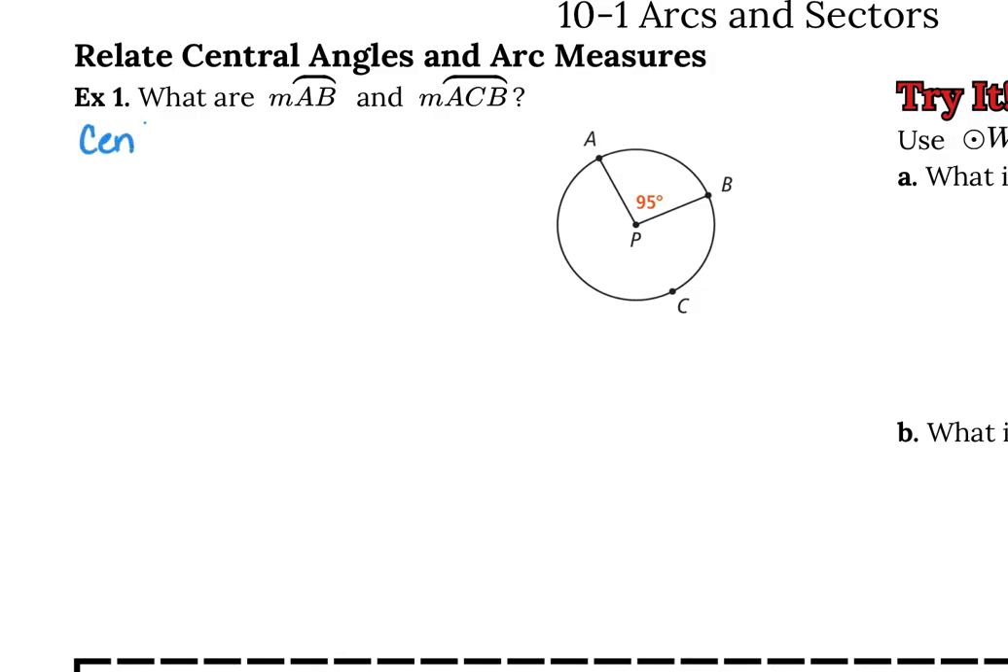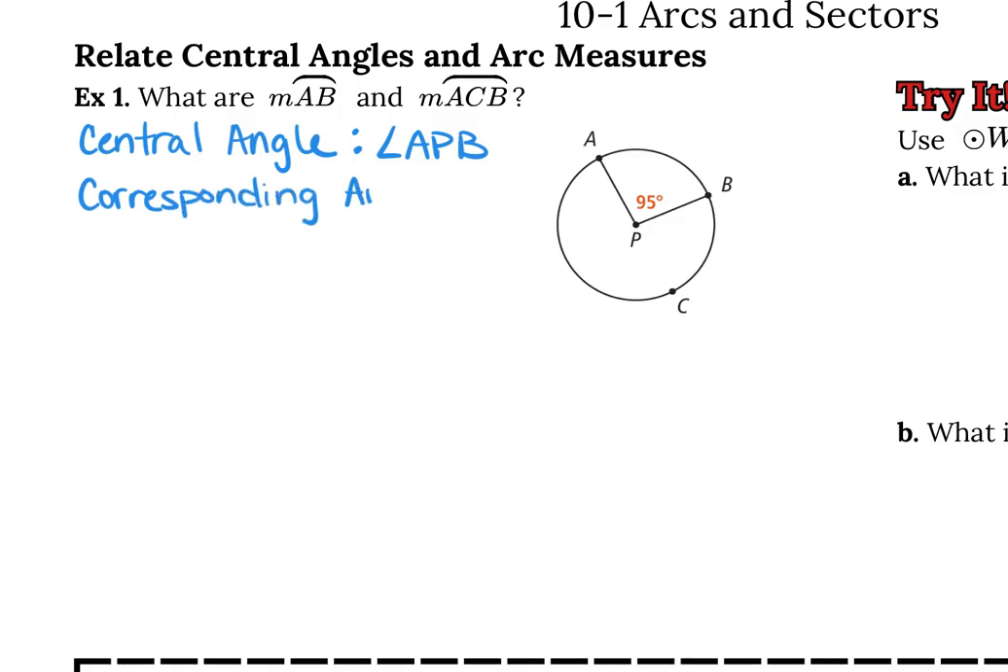So first is our central angle. And our central angle is this center angle right here. So that would be angle APB. That's my central angle. Next is my corresponding arc. And that's the arc that corresponds to that central angle. So the corresponding arc would be this AB.